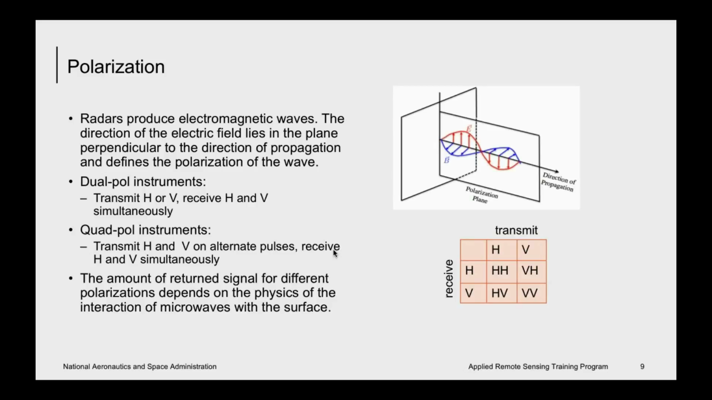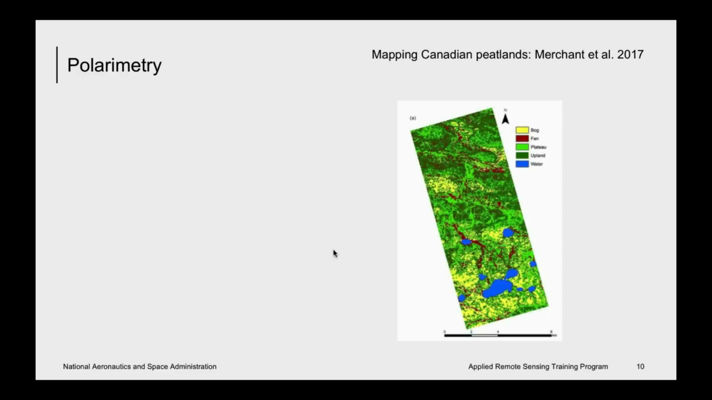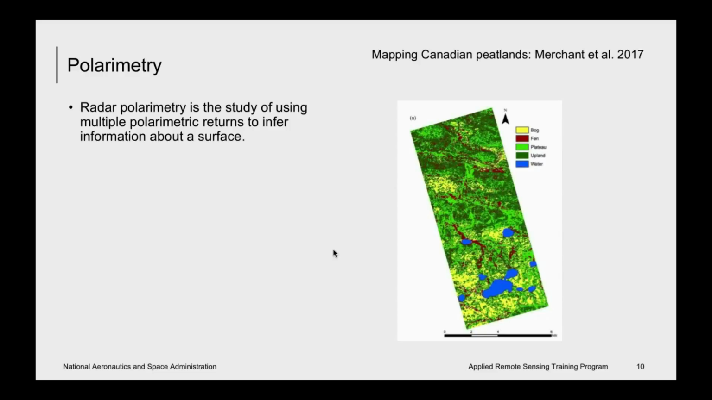So again, the amount of returned signal for different polarization depends on the physics of how the signal interacts with targets on the ground. So you can see how having polarization diversity helps you resolve different land cover types. So here is one example from the recent literature. These authors were studying land cover types in Canada using the RadarSat instrument. So radar polarimetry is defined as the study of using multiple polarimetric returns to infer information about a surface. There are many applications for mapping land cover types with polarimetry, and that includes cryosphere, vegetation studies, and hydrology.